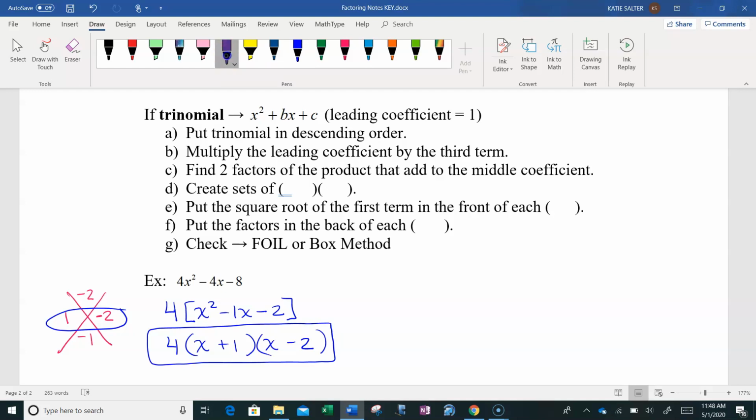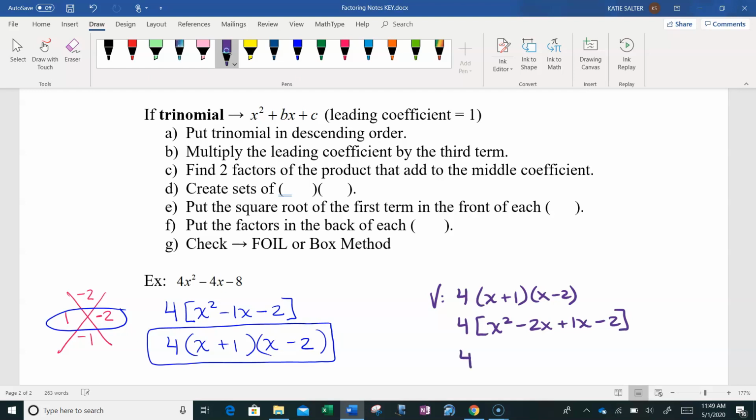Again, it's always a good idea to check them. So let's say I want to check real quick on this one. 4 times x plus 1 times x minus 2. I would leave the 4 out in front, and I want to go ahead and multiply my 2 binomials first. So first times first, x times x is x squared. Outsides, x times -2 is -2x. Insides, 1 times x is +1x. And last, 1 times -2 is -2.